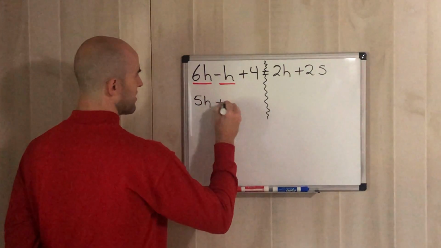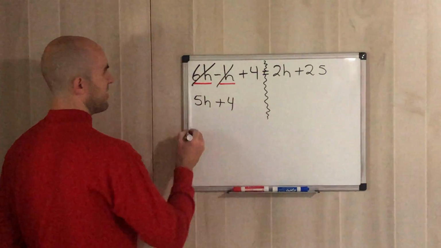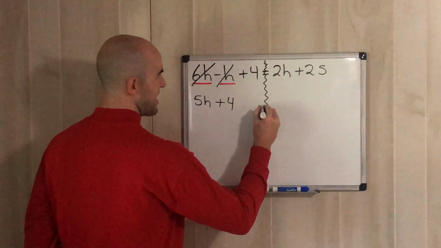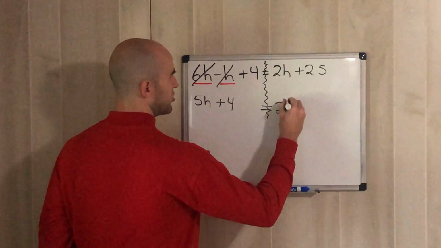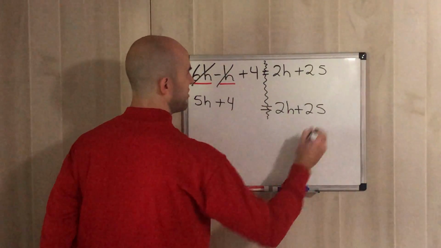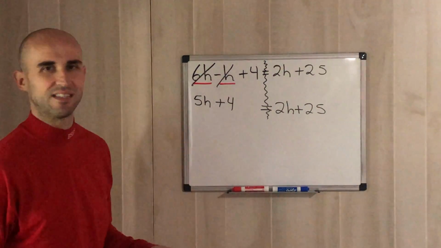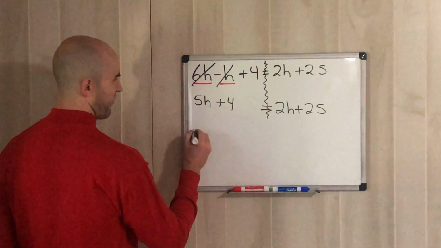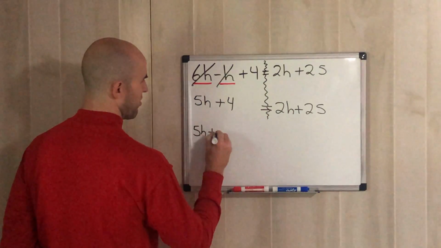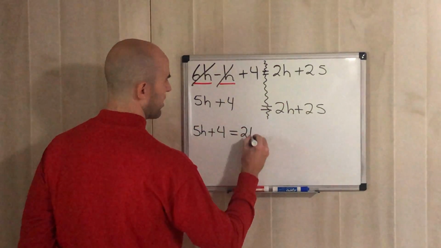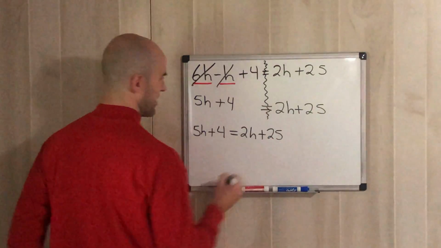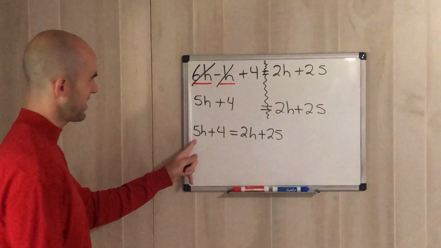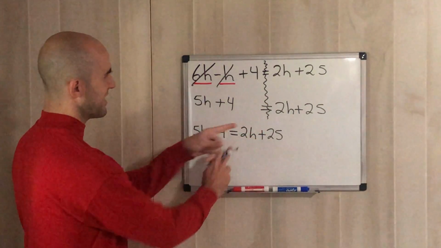And then plus 4, because we got rid of that. We combined those. 6h minus h gave us 5h plus 4 equals, and then everything on that side, 2h plus 25. I just wanted to draw that line so you could see everything on the left side and everything on the right side. But now that you've gotten to this form, let's get rid of that line, because now it's exactly what you've been doing this whole time. You still have two variables, but now they're on different sides. One's on the left side, one's on the right side.